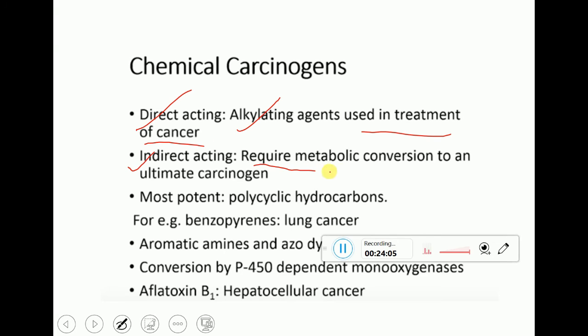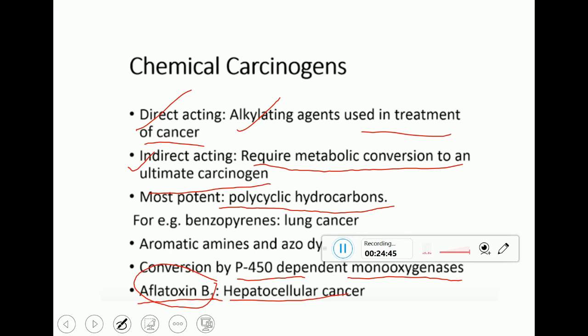What are indirectly acting chemical carcinogens? They require a metabolic conversion to an ultimate carcinogen. Basically, if they enter into a human body, they will get converted into their active form. That active form is a carcinogen which can cause mutation in a particular gene or protein of humans, which will ultimately lead to cancer. The most potent are polycyclic hydrocarbons. Some examples of chemical carcinogens are benzopyrene in lung cancer, aromatic amines, conversion by P450 dependent monooxygenase, and aflatoxin B1, which is linked with the development of hepatocellular cancer.